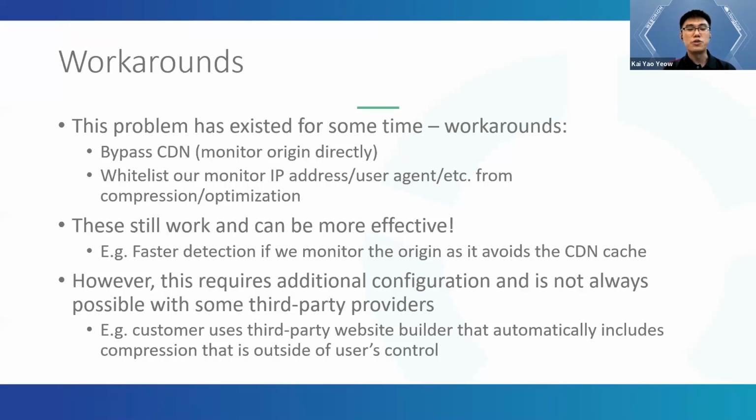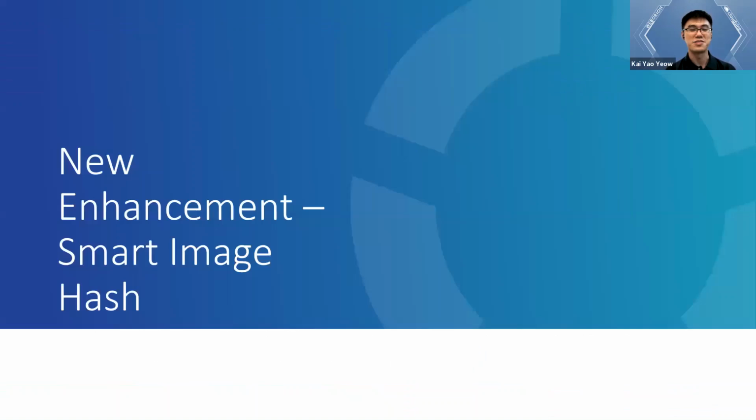But recently, we have worked with a few customers and we realized that this not only requires a lot of additional configuration on the user side and on our side, it's sometimes not even possible. We have this customer whose website is not built internally. They use a third-party online website building tool. This tool bundles in a CDN with automatic compression enabled, and the user cannot turn it off. So in this case, the workarounds don't really work. They cannot bypass or whitelist, because the CDN and this automatic compression are not under their control. So with smart image hash, we hope to solve these kinds of problems.